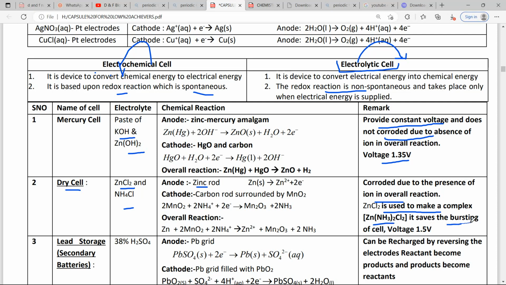Bursting of the cells means it prevents the bursting of the cell. And the standard voltage is 1.5 volt. The output you can get from a dry cell is 1.5 volt.